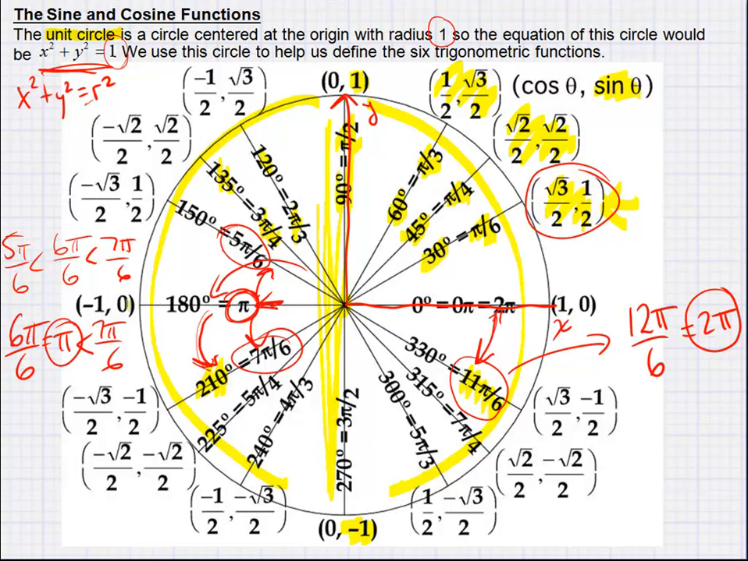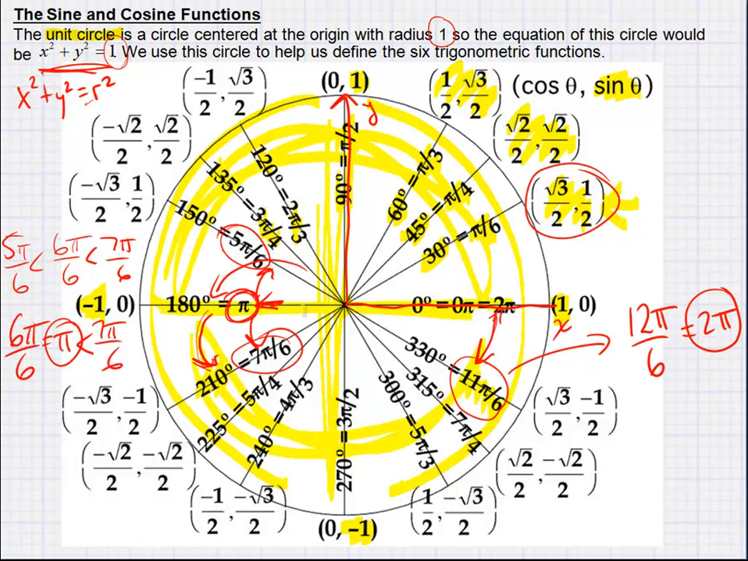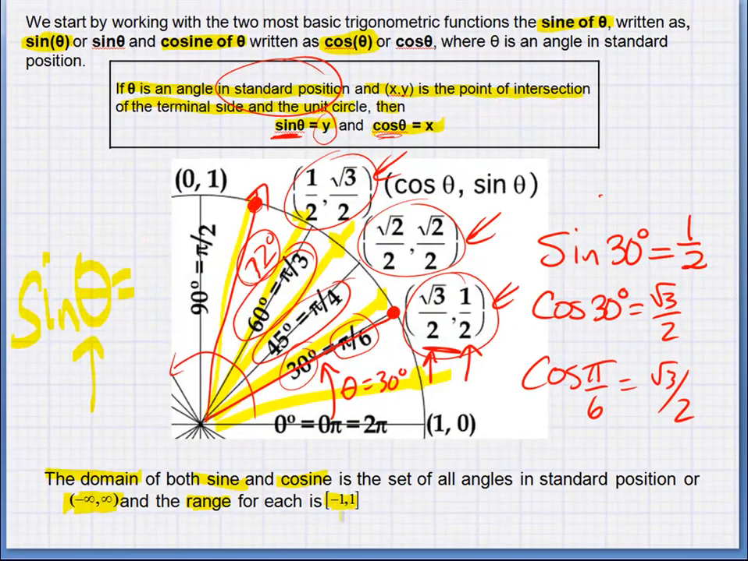Same thing goes for cosine. The biggest x value is 1. The smallest x value is negative 1. And all the angles here or here will give me x values between negative 1 and 1. So whenever I take the cosine of any angle, I will always get an answer between negative 1 and 1. So the range for cosine is also negative 1 to 1.